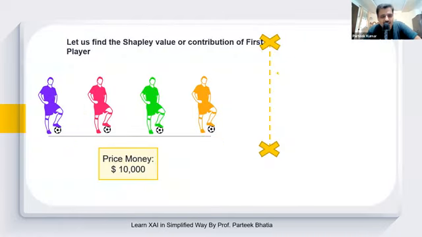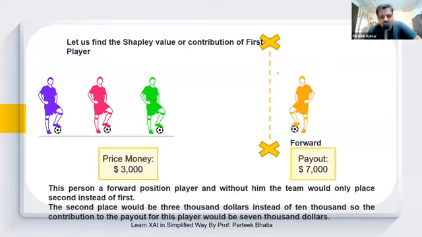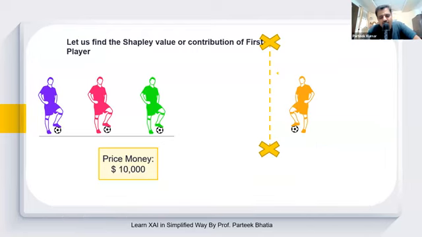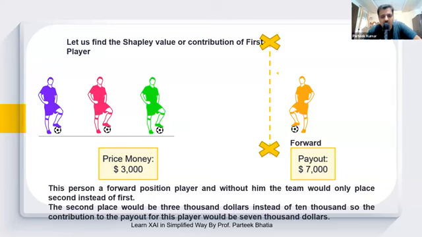So let's see that. Let's suppose we have 4 players for simplicity. The prize money is 10,000. We want to find out the contribution of this first person. So we will remove that person from the team, and let's suppose the team plays without that person. We will check what our chance of winning will be.